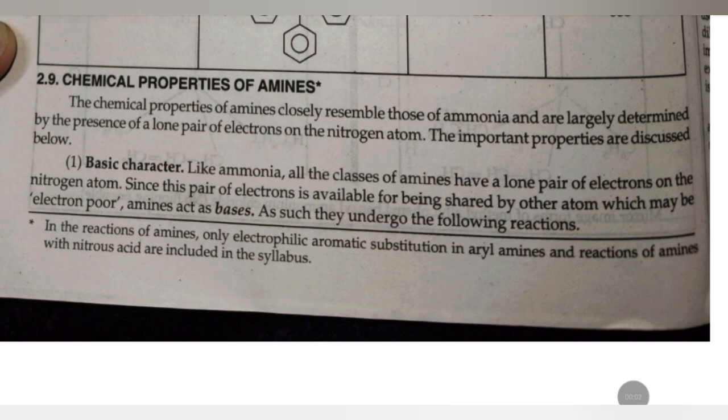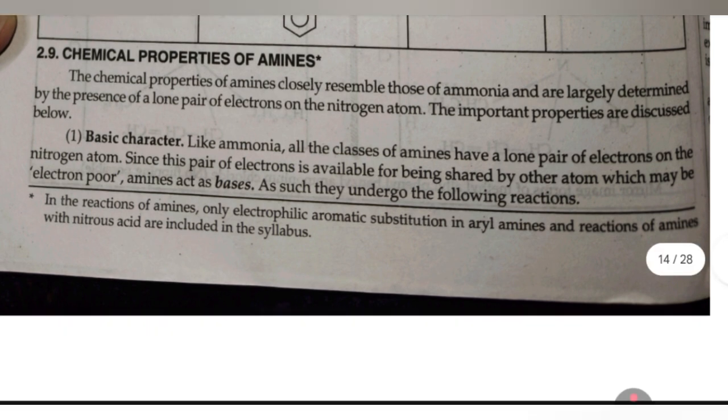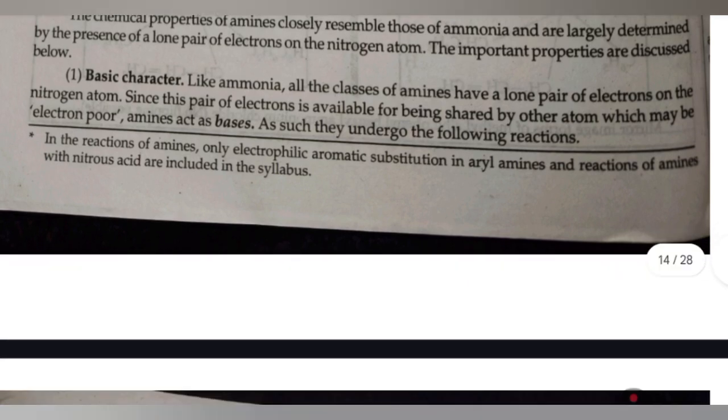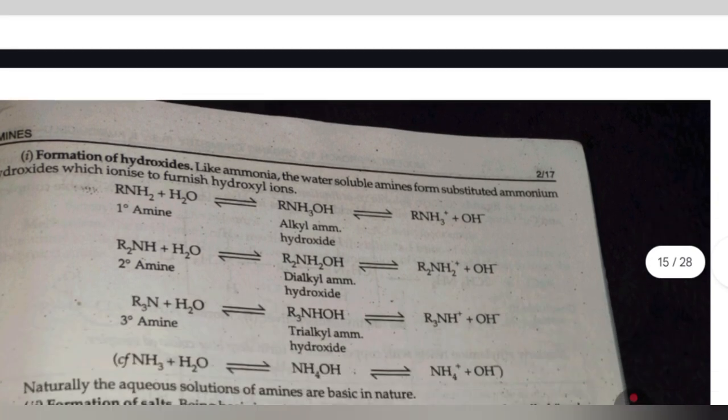The chemical properties of amine closely resemble those of ammonia and are largely determined by the presence of lone pair of electron on the nitrogen atom. The important properties are discussed below. First is basic character. Like ammonia, all of the classes of amine have a lone pair of electron on the nitrogen atom. Since this pair of electron is available for being shared by other atom, which may be electron pair deficient, amines act as a base. As such, they undergo the following reaction.